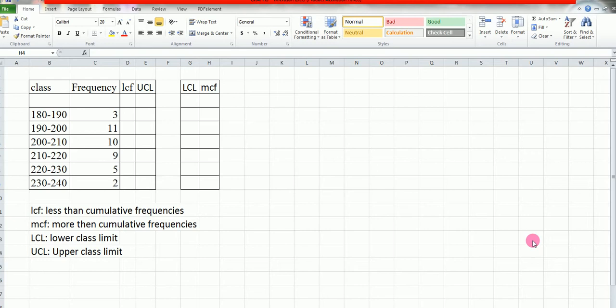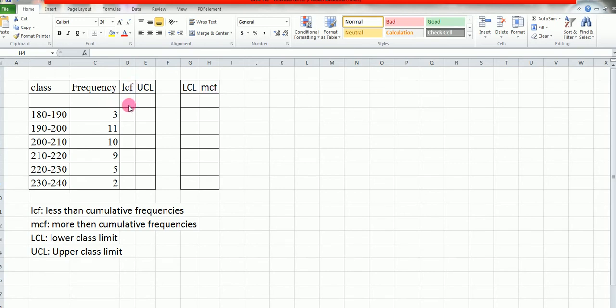I am Namdev Madhure. Today we are going to see how to obtain cumulative frequencies and how to plot a Q curve. There are two types of cumulative frequencies: less than cumulative frequencies and more than cumulative frequencies. Less than cumulative frequencies are the progressive totals of frequencies which are obtained from lowest class to highest class, and more than cumulative frequencies are the progressive totals of frequencies which are obtained from highest class to the lowest class.